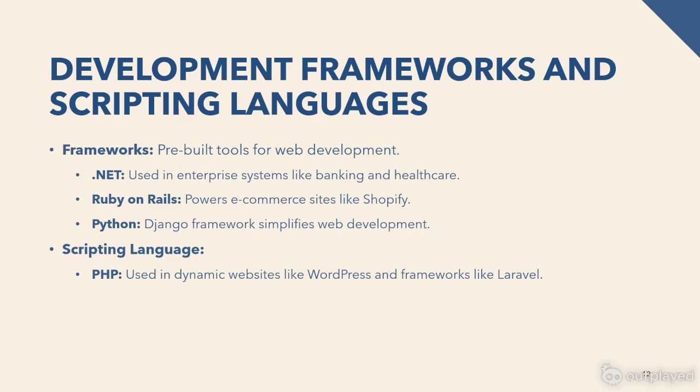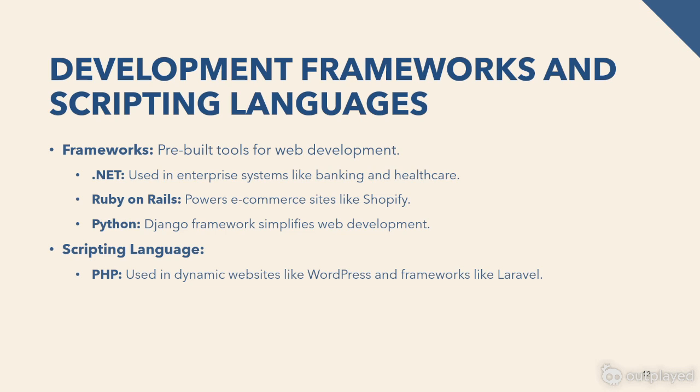Next is on to development frameworks and scripting languages. Development frameworks like .NET, Ruby on Rails, and Python are used for web application development. This is done by providing pre-built components and libraries that can be used by developers. .NET is a framework developed by Microsoft for building numerous types of applications. For example, .NET provides security features designed for banking and healthcare systems.